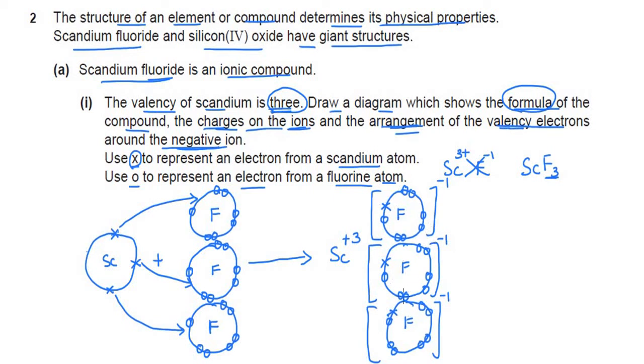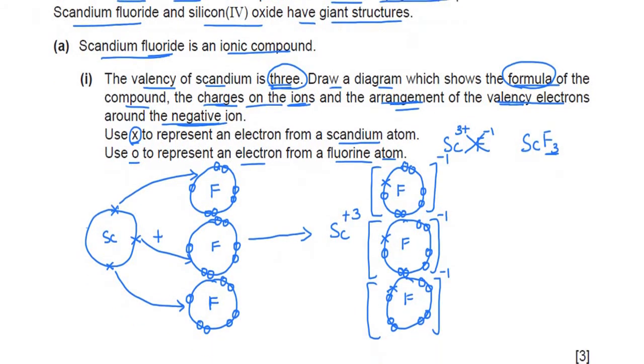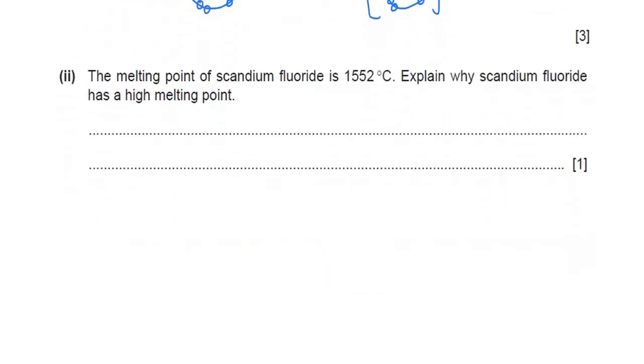3 fluorine atoms. We also have a second part of this question which asks that the melting point of scandium fluoride is 1552 degrees Celsius, which is very high. Explain why scandium fluoride has such a high melting point.